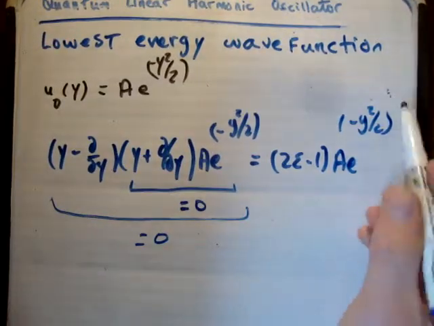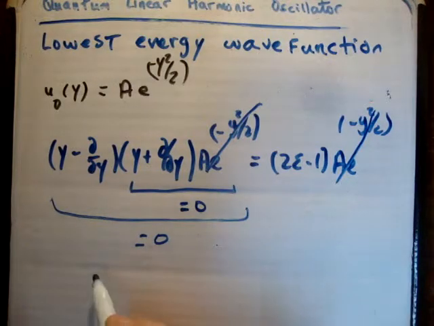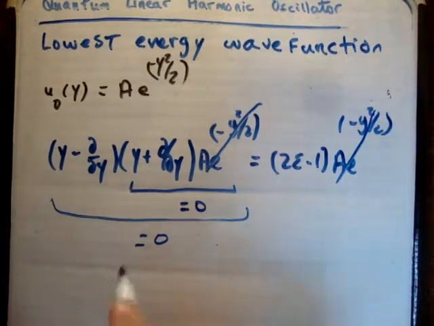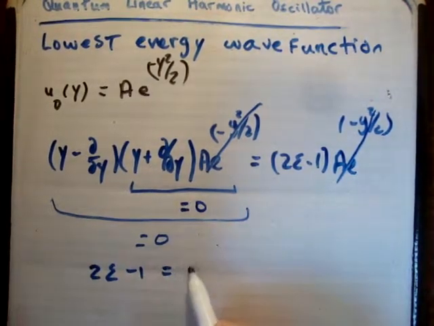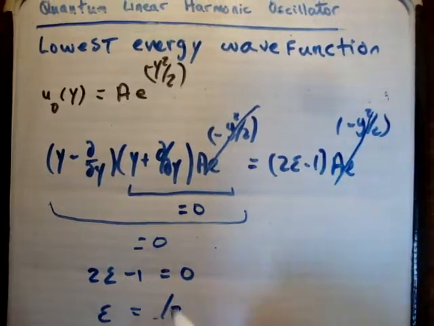That means, of course, our wave functions are non-zero, because otherwise we'd have nothing. So that means that twice epsilon minus 1 is equal to 0, and that epsilon is equal to 1/2. That's supposed to be a 1, believe it or not.